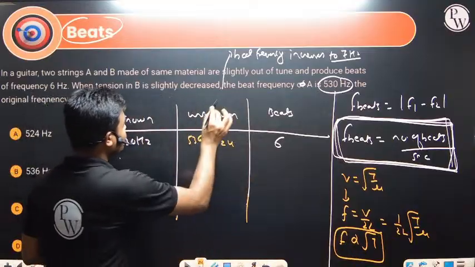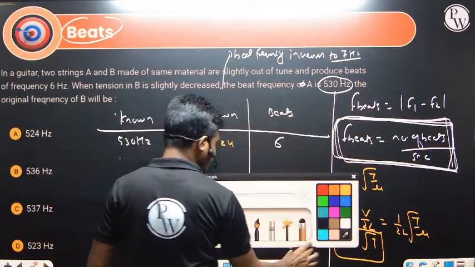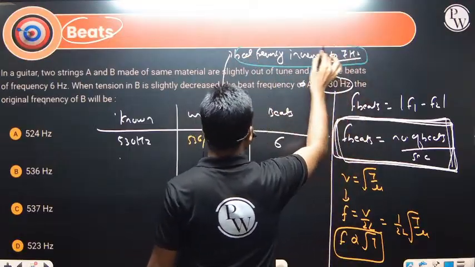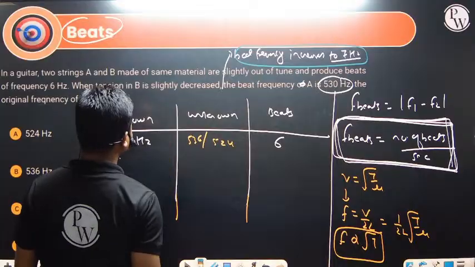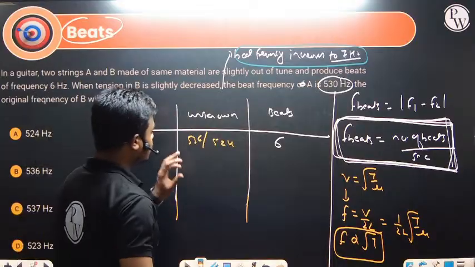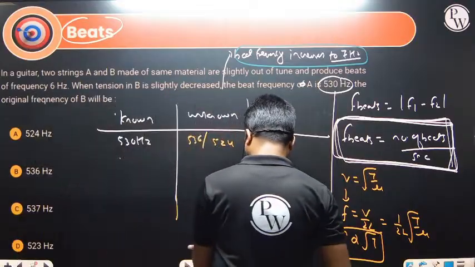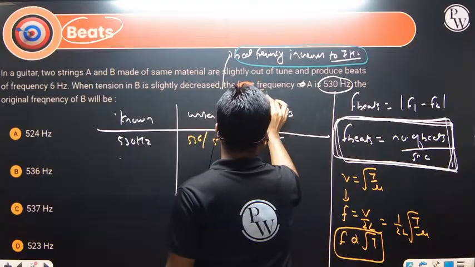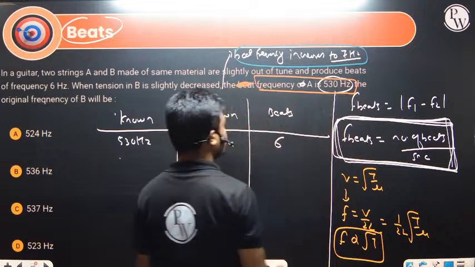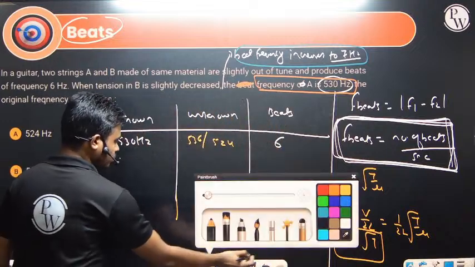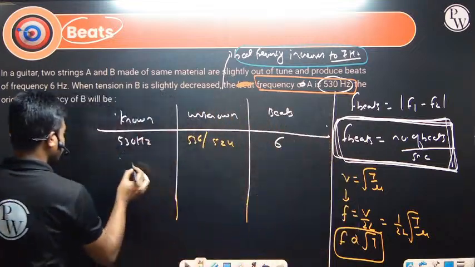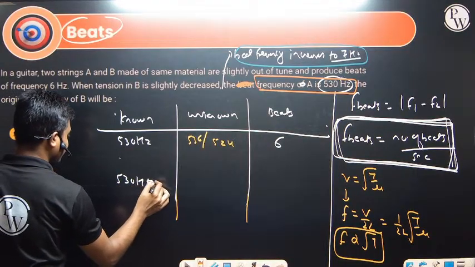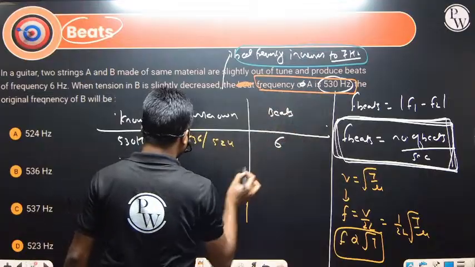So as per the given, this question should be modified like this: the beat frequency increases to 7 Hertz on slightly decreasing the tension in B. The frequency of A is 530 Hertz, they have given in the question. We are not changing the frequency of A, so this will be 530 Hertz. The beat frequency increases to 7 Hertz, so this will be 7.